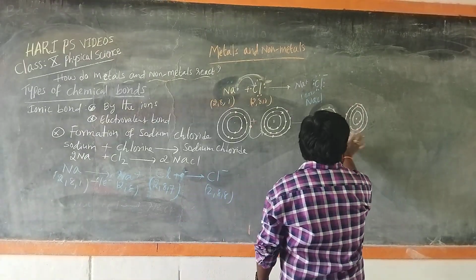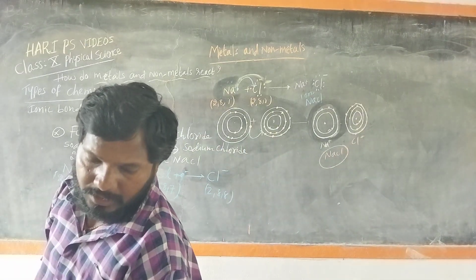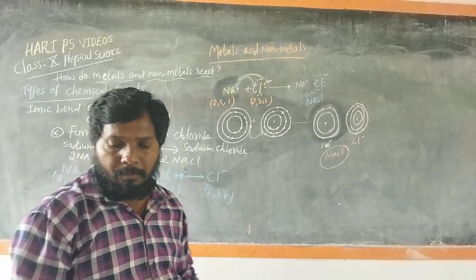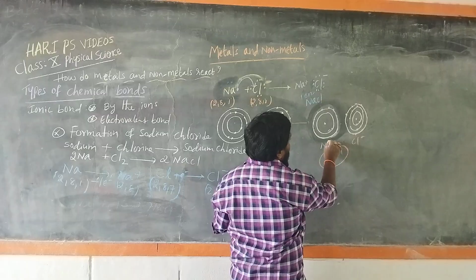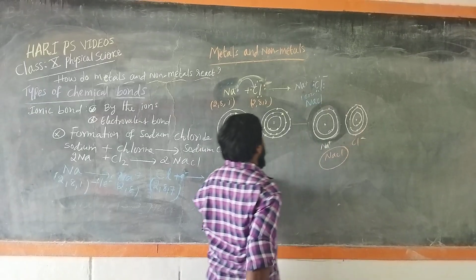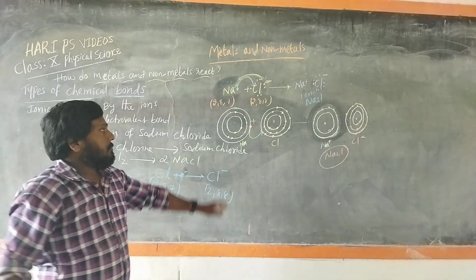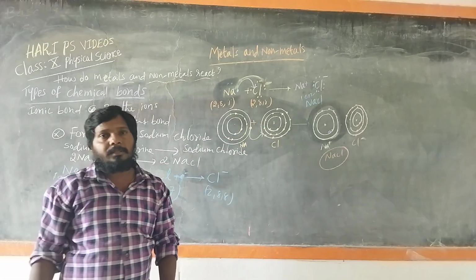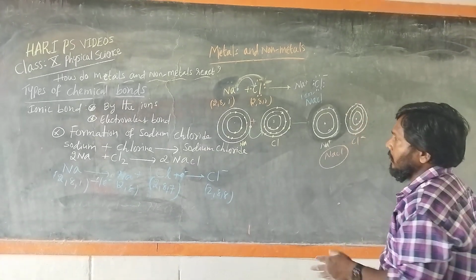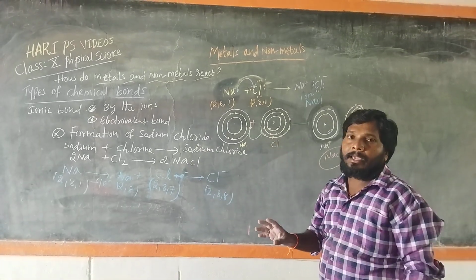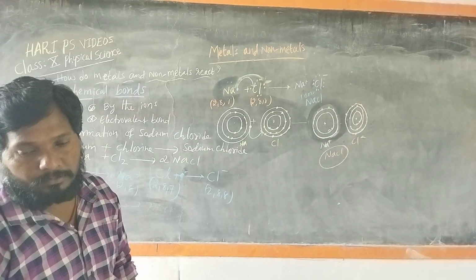Sodium chloride. So the sodium chloride compound is formed by the ions. So this is the sodium ion, this is the chloride ion. This is the sodium atom and this is the chlorine atom. So this structure is called the electron dot structure, proposed by Lewis. So in this way, ionic compounds are formed. Right?